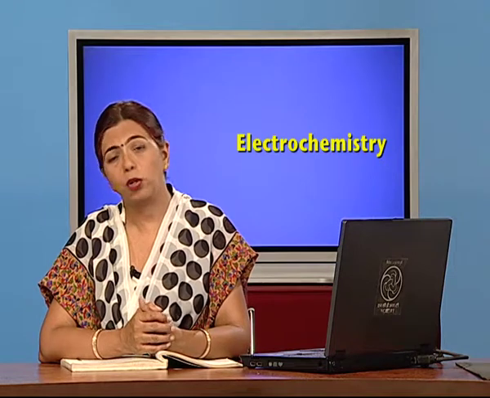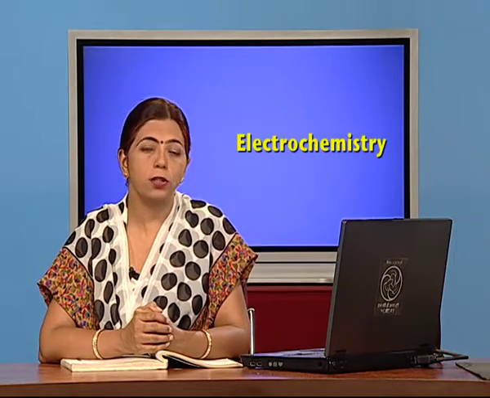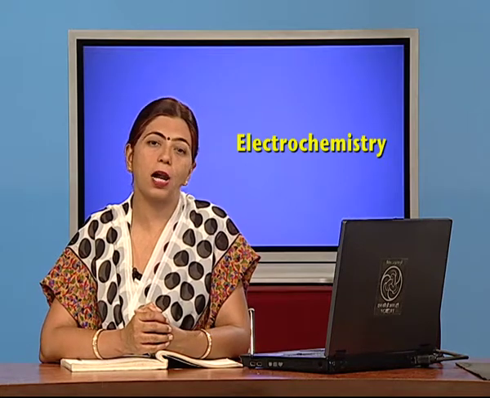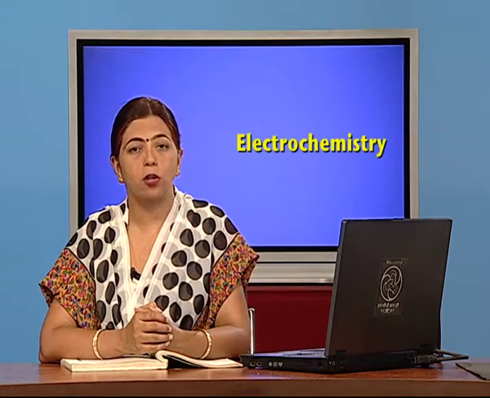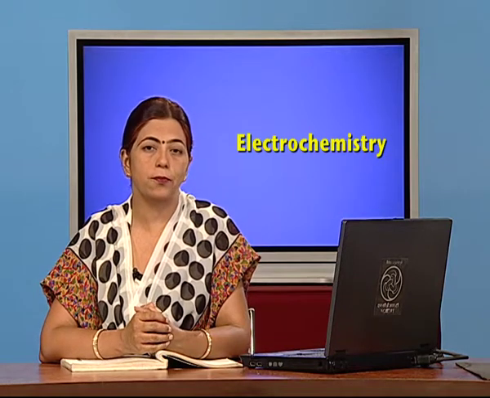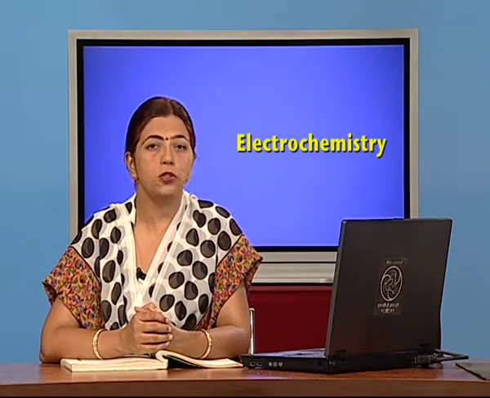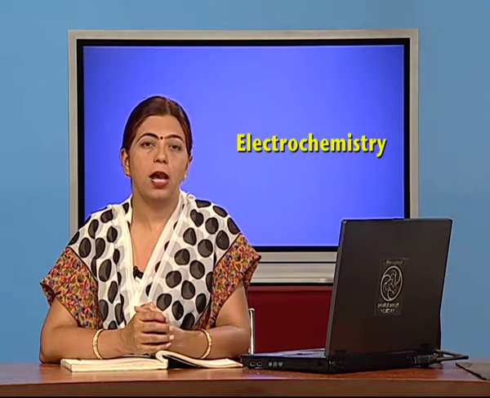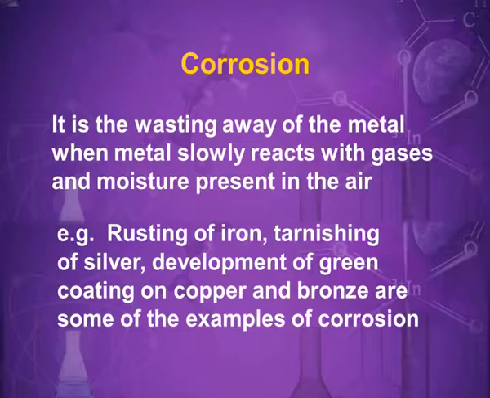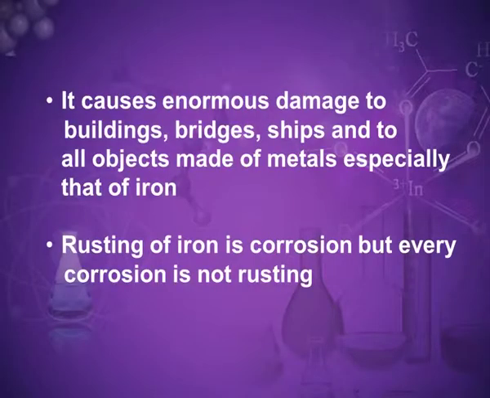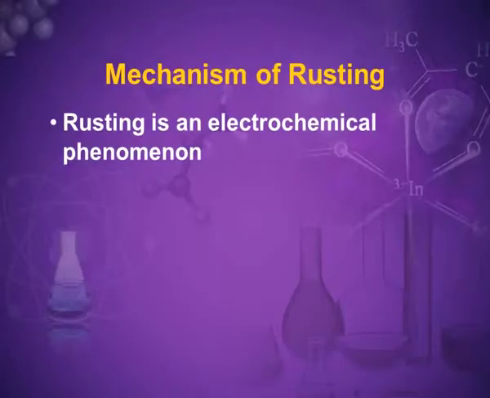Dear children, we also know that these bridges or these machineries are all made up of iron, and the rusting of iron causes enormous damage. Let me explain what corrosion is and define it. Actually, it is defined as the wasting away of the metal. When the metal reacts with the atmospheric gases, the oxide layer or the salts are formed on the metal surface. This is corrosion. Rusting is corrosion, but every corrosion is not rusting. It is an electrochemical phenomenon.